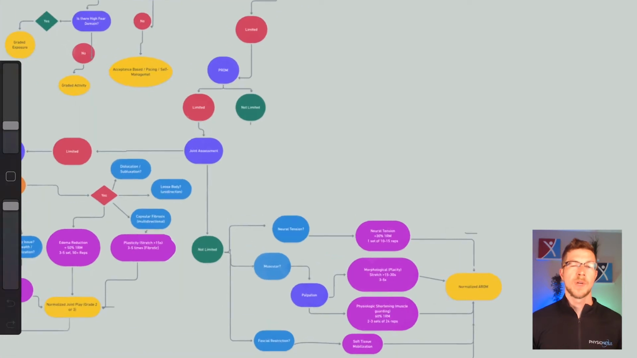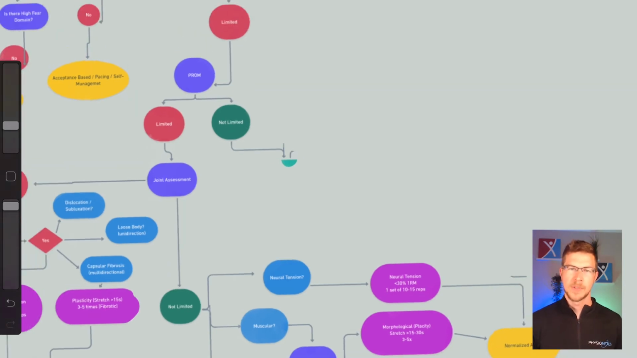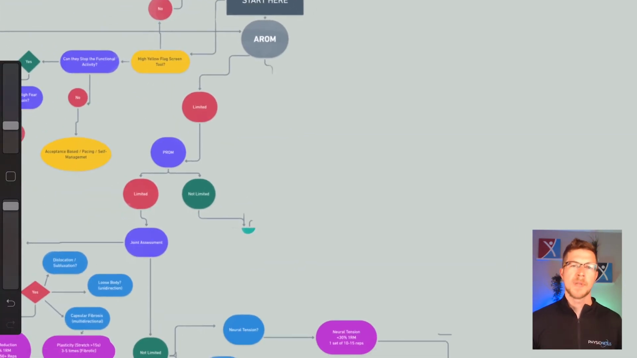Let's say that you've already performed active range of motion and then determined that passive range of motion was not limited, or there's another route to get here actually, and that's if you performed active range of motion and it wasn't limited, but active range of motion alone was enough to produce pain. That would also lead you to the question of, well, what's it like if I just do it passively?